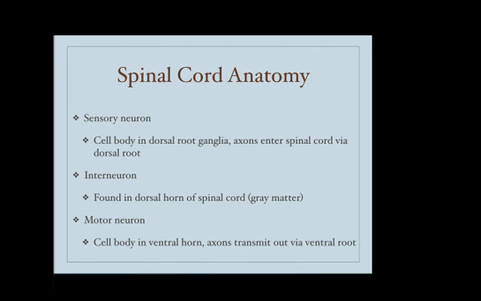This is the last slide for this presentation, and it talks about everything that we looked at in the previous picture. So again, we've got the sensory neuron. It has its cell body in the dorsal root ganglia, and the axons of those sensory neurons enter the spinal cord via the dorsal root. The interneuron is found in the dorsal horn of the gray matter. And then the motor neuron, the cell body is going to be in the ventral horn, and the axons send out information through the ventral root.